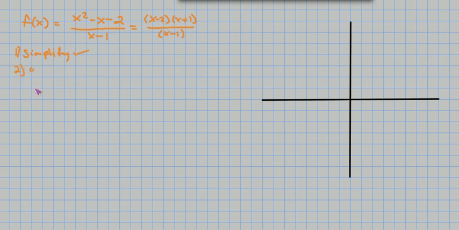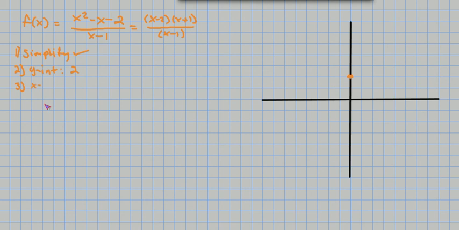Alright, the y-intercept comes next, so we let the x's be 0. If I have a 0 here and here and here, they go away. I get negative 2 divided by negative 1, which is just 2. So we go up to 0, 2, and we put our point.